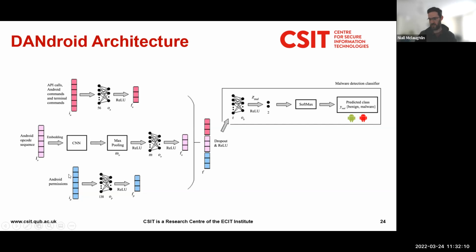And we also can extract the permissions. Whenever you run an Android app, it will ask you, can I please use your camera? Can I access your address book? All this kind of stuff, the permissions, can very easily be extracted from the APK file. So we have API calls, we have the opcode sequence, and we have the permissions that the app requests.